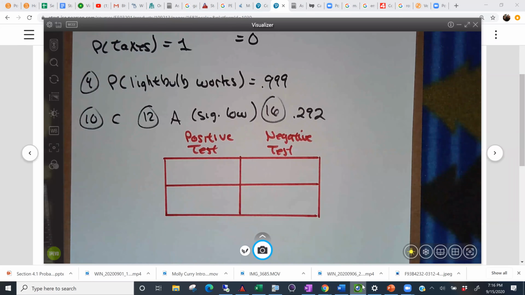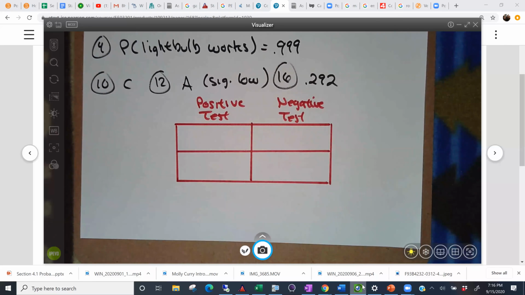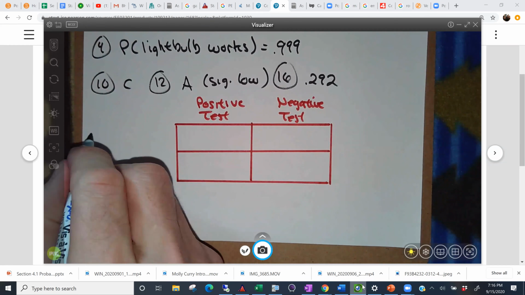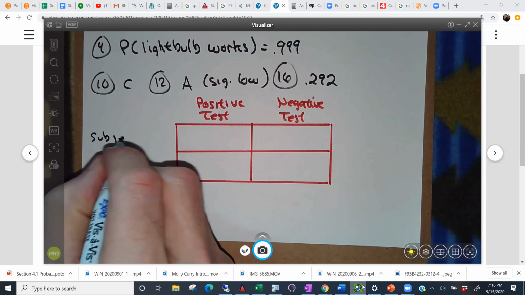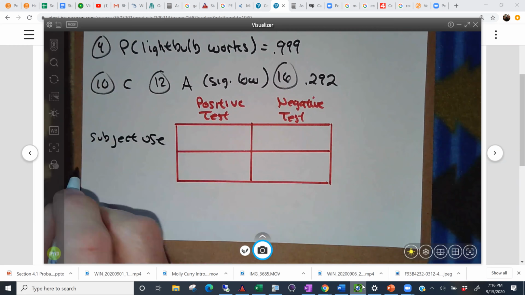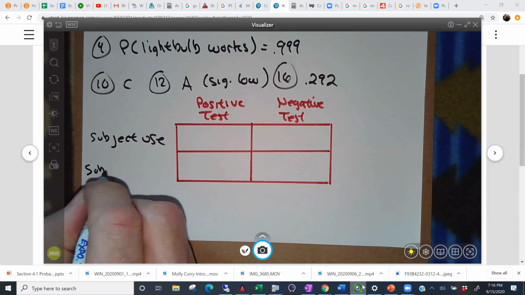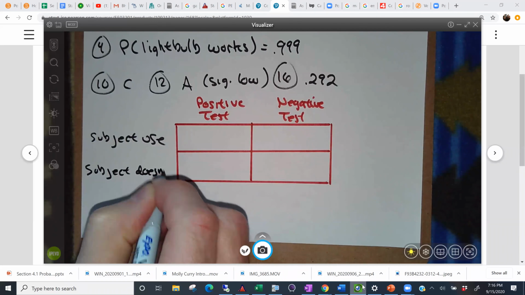Okay, so here's what it's starting to look like. You're subjecting certain applicants to a drug test, and there's a couple possibilities. Either the subject uses drugs or the subject doesn't use drugs.